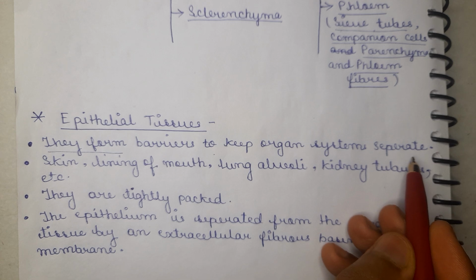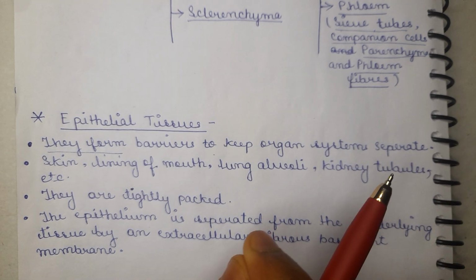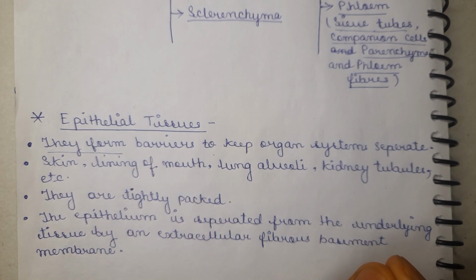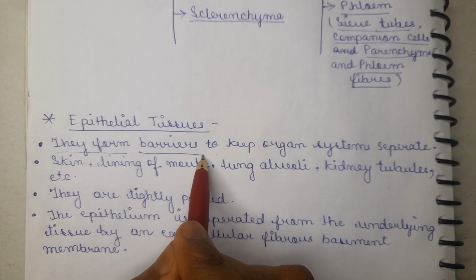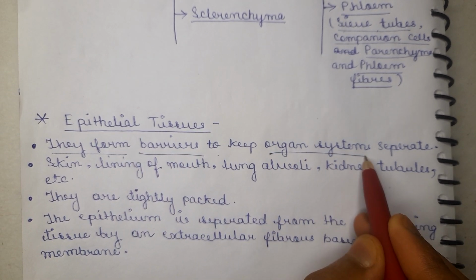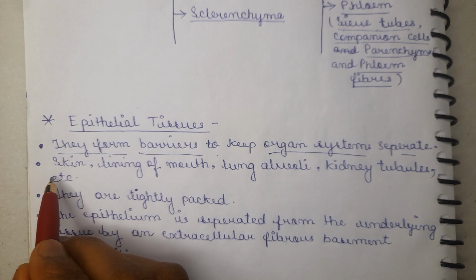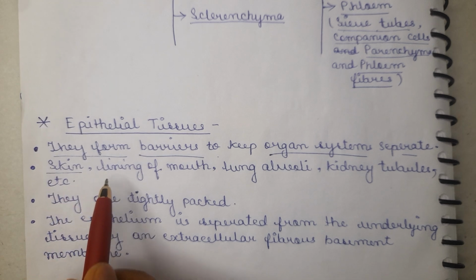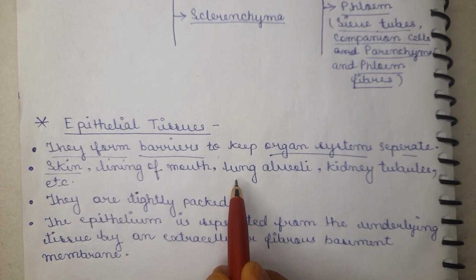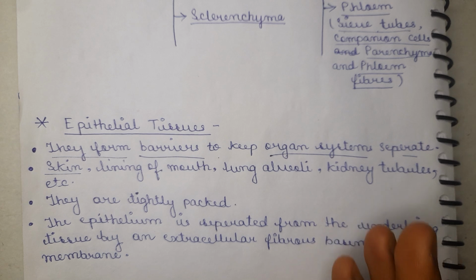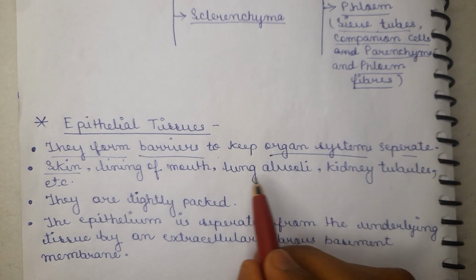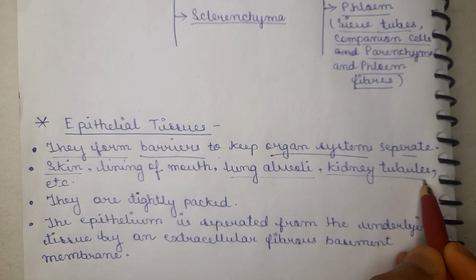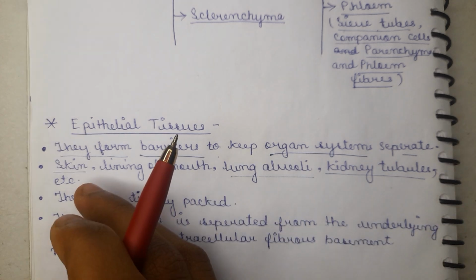Now if we take the example of skin, our skin has different tissues present in the outside layer, and inside the skin there are different types of tissues. Between them there is a barrier that keeps the organ systems separate. Examples of epithelial tissues are the layer of the skin, the lining of the mouth, the lining of blood vessels, the lung alveoli present inside the lungs, and the kidney tubules, all made up of these epithelial tissues.